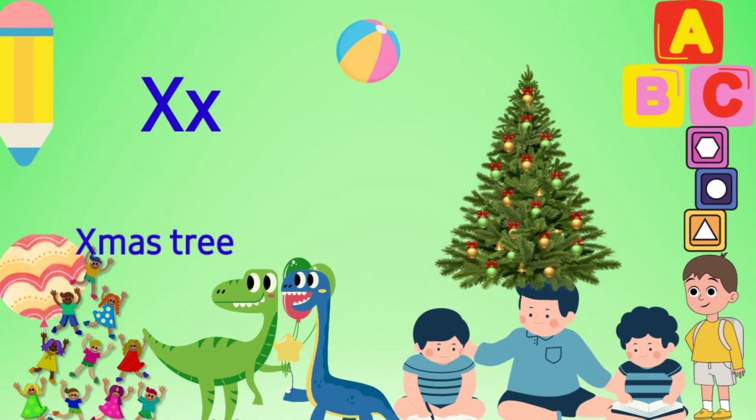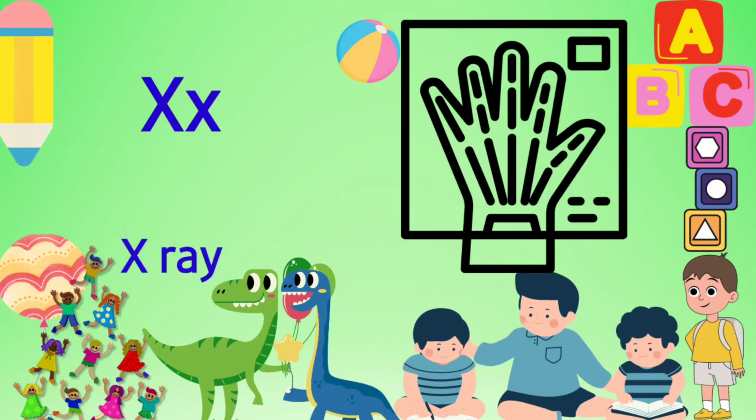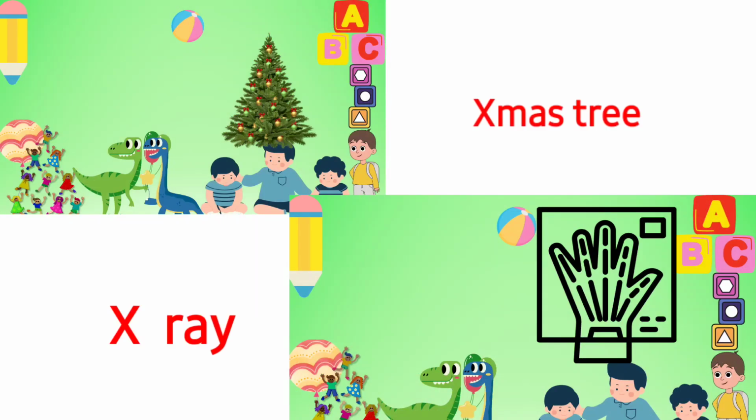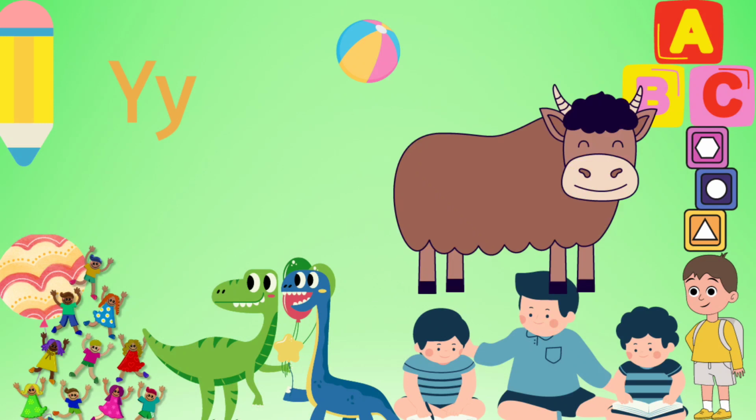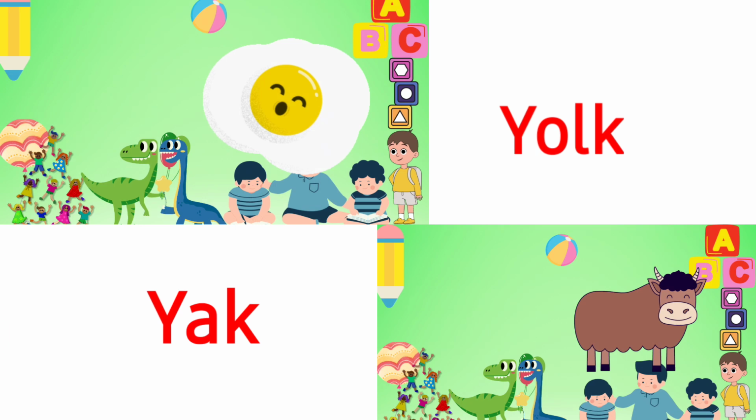X is for exam tree. X is for x-ray. Exam tree, x-ray. Y is for york. Y is for york. York.